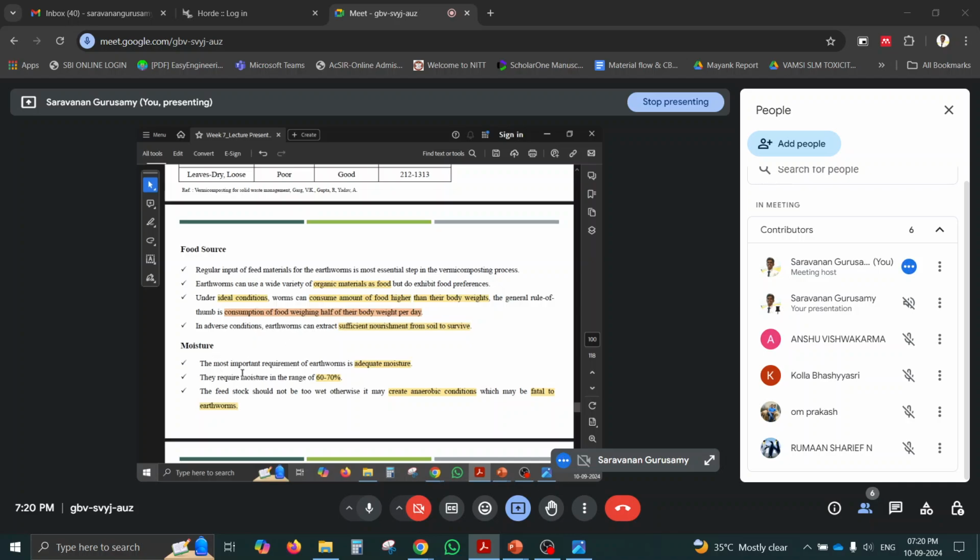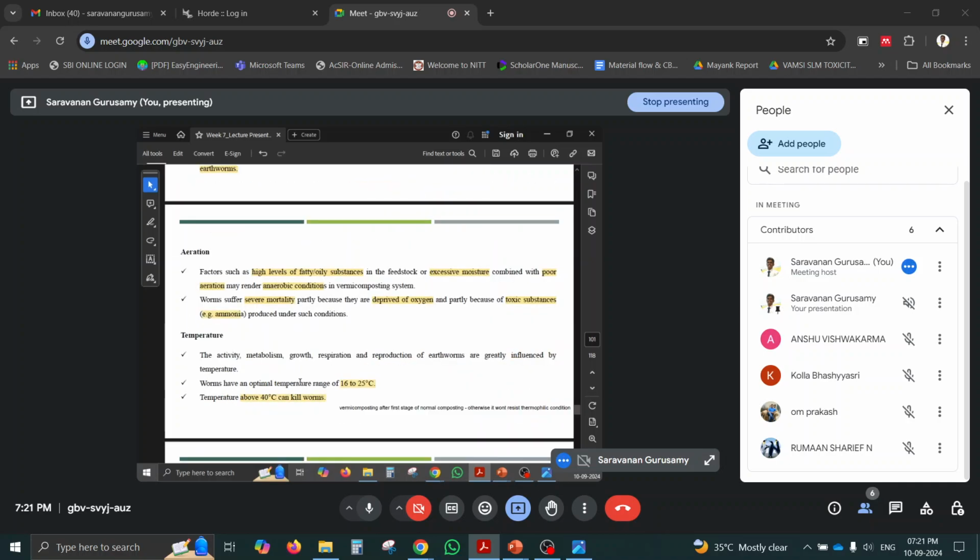The third important parameter is moisture. Adequate moisture should be present, like 60 to 70%. It should not be dry, and it should not be too wet. If it is too wet, it will create an anaerobic condition and a fatal environment for the earthworms. So the fifth one is aeration. Aeration should be high, because all organisms require oxygen and water to live. Worms will suffer severe mortality if deprived of oxygen, and if there is less oxygen and more toxic elements, it is severe. There will be a severe mortality rate.